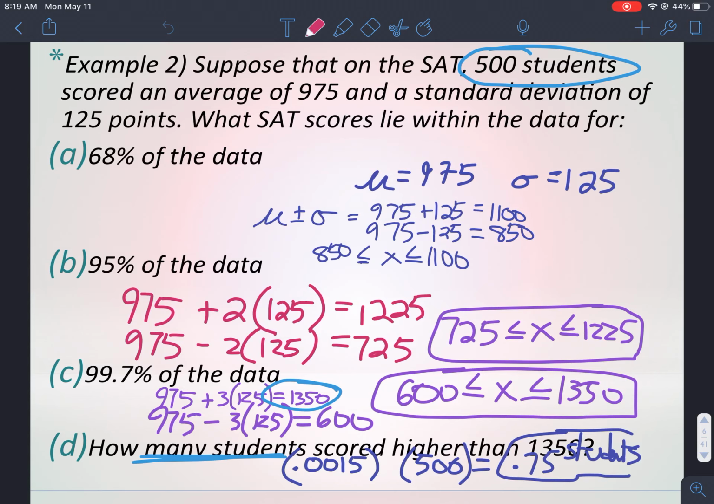This is Algebra 3, section 7.1. This is going to be part 2 of the notes. Here is the slide where we left off last time, and we're talking about the normal distribution.